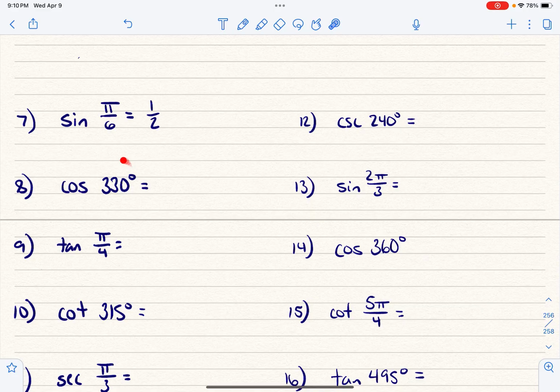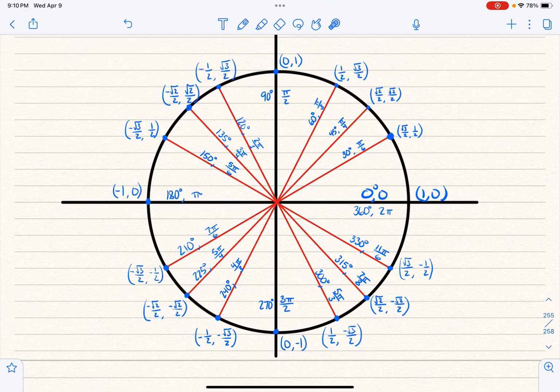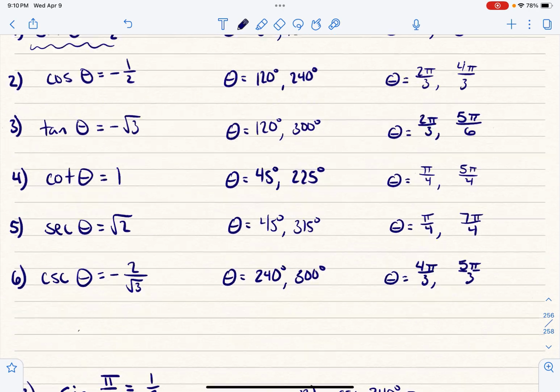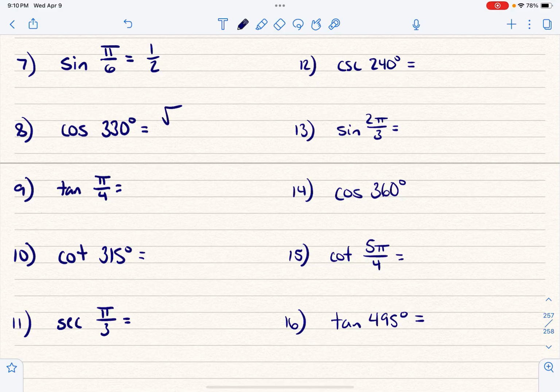Next, cosine of 330. Cosine is the x coordinate. We just need to look at 330. Let's look at 330 on our unit circle. 330 is right here. What is the x coordinate? Right there, square root of 3 over 2. So cosine of 330 is square root of 3 over 2.